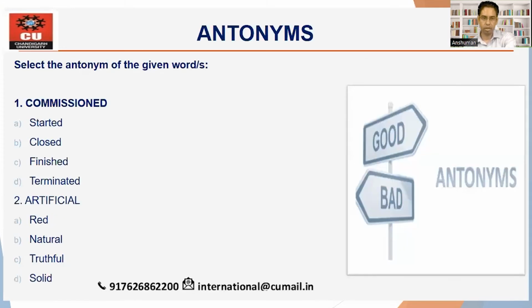Let's move ahead and see some antonyms. The first antonym is commissioned. Now, commission means something installed or something finished completely. Since we are looking for antonyms, we need to find a word which is opposite of commissioned. So in question number 1, we can find option D, which is terminated, to be the right option. Hence, the answer of question number 1 is option B.